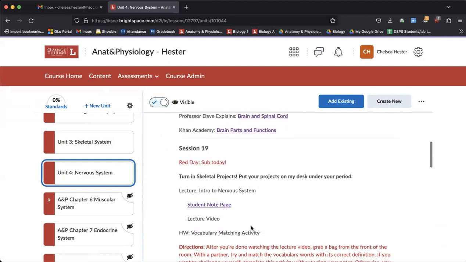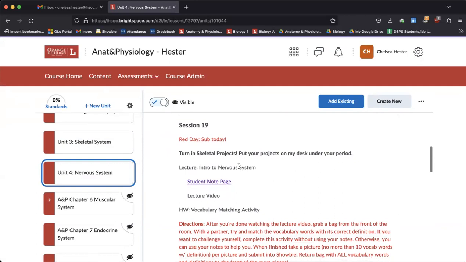If you haven't already, go ahead and turn in your skeletal projects on my desk and make sure you put them in the right period. I think period 6 is on the left, period 3 is on the right side, and I did put little post-it notes there. So just make sure that you have done that.